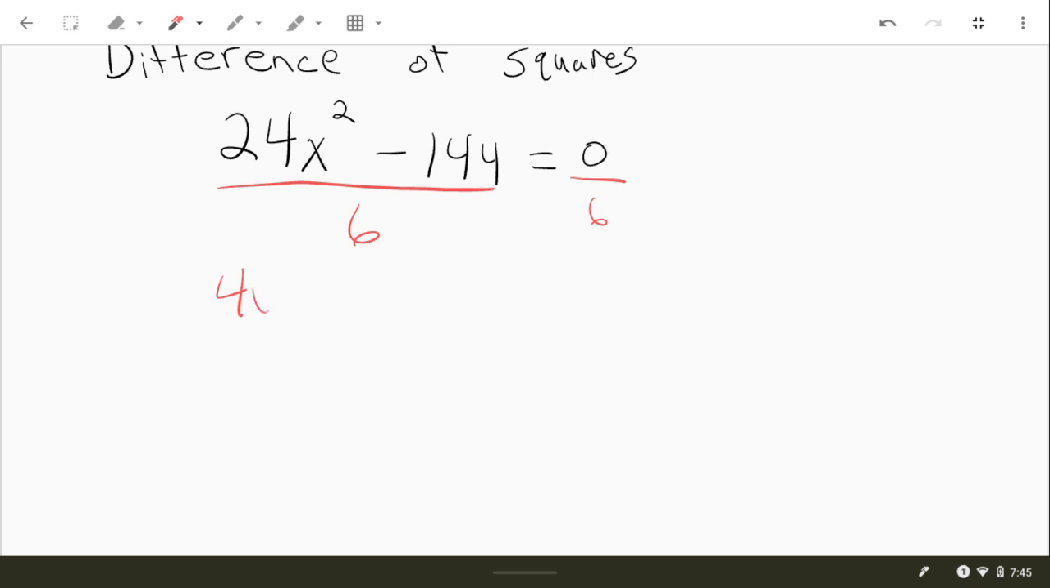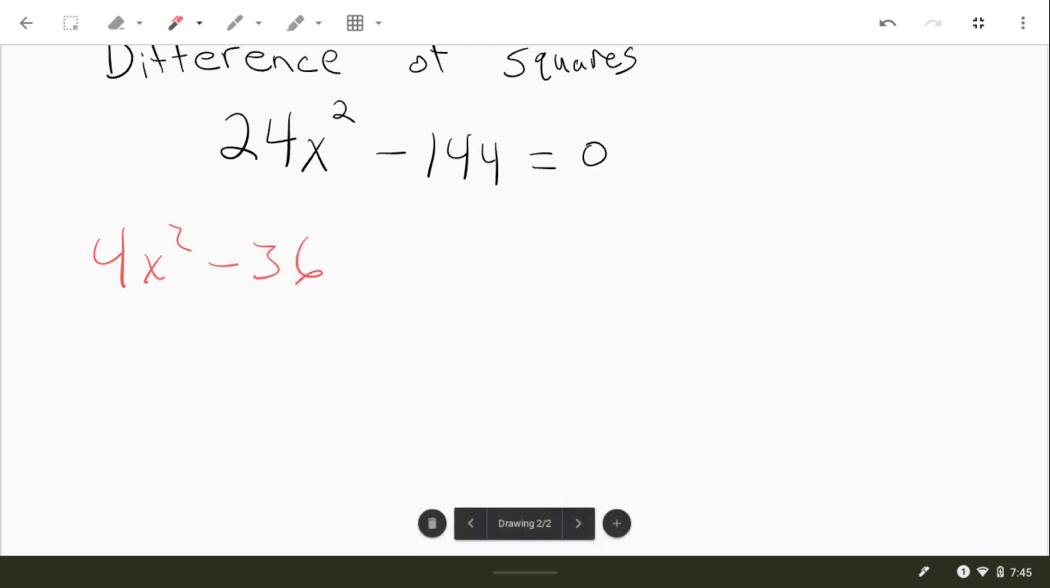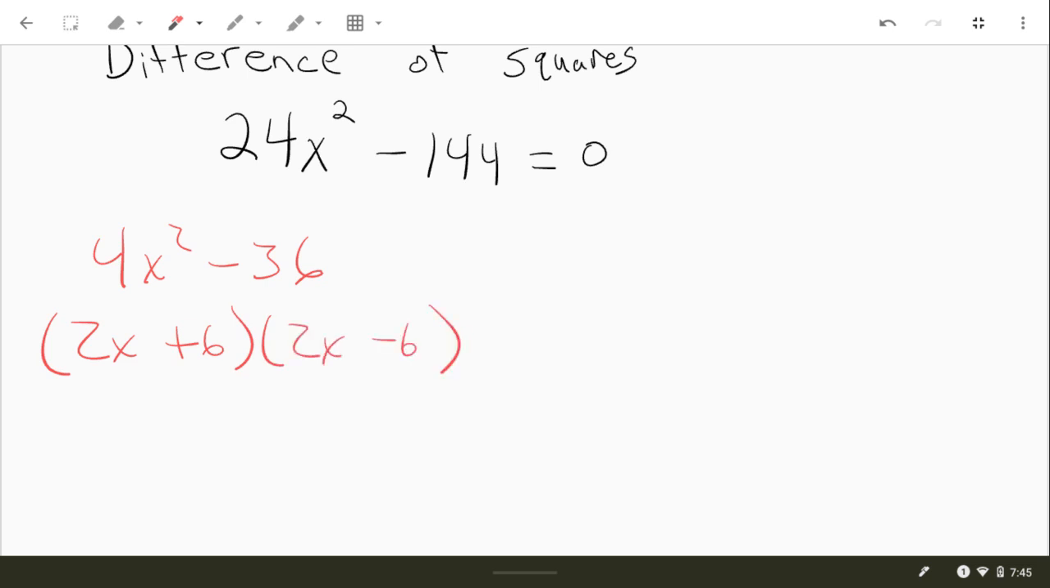24 is going to become 4x squared. And 144 divided by 6 is going to become 36. I think, no, I'm wrong about that. I don't think this is a difference of squares. Shoot. I thought I built it for difference of squares, but it's not. Since I can't factor it, I meant to have it be 4x squared minus 36. Actually, dang, I could have even divided these by 4. But this would have factored using difference of squares. It would have been 2x plus 6 and 2x minus 6.